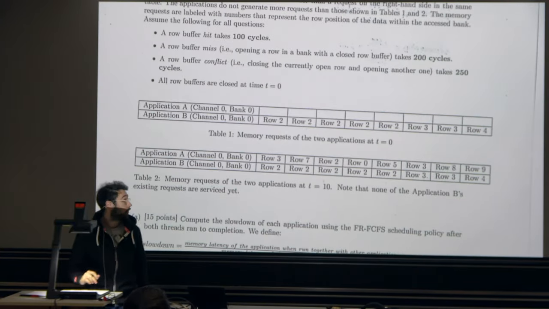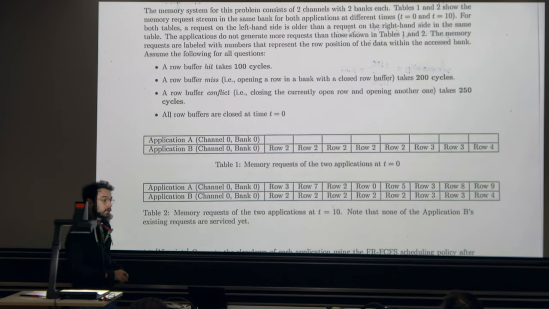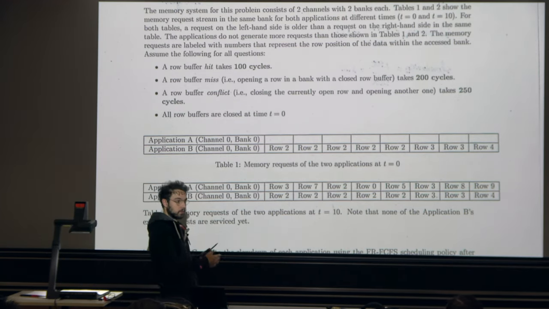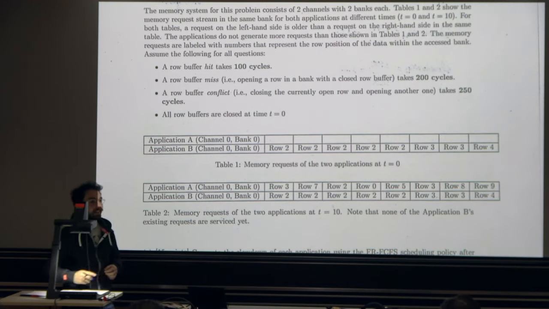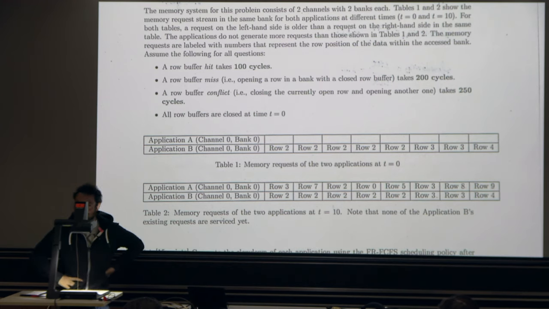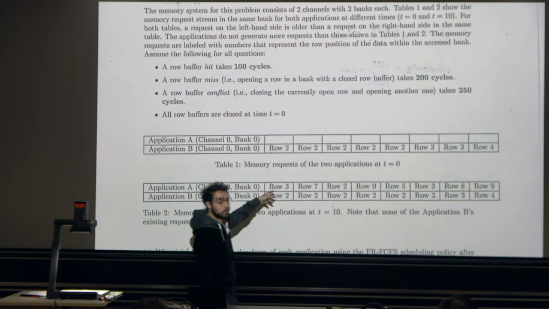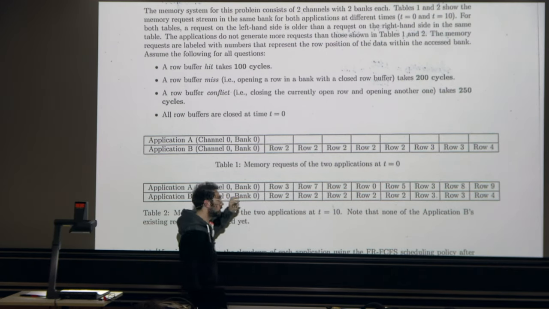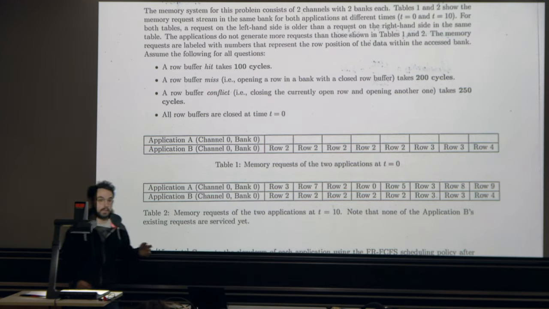So if there is any question in the exam like this, just be careful on two things. When you run the application alone, be careful that it's FRFCFS, not FCFS. If there are two requests in the queue that can be in the same row, just give the hits. Do not go FCFS, because I made the same mistake when I was calculating this question. And second, be careful about the common rows in the queues. There might be the same rows across the two applications, and service them correctly.